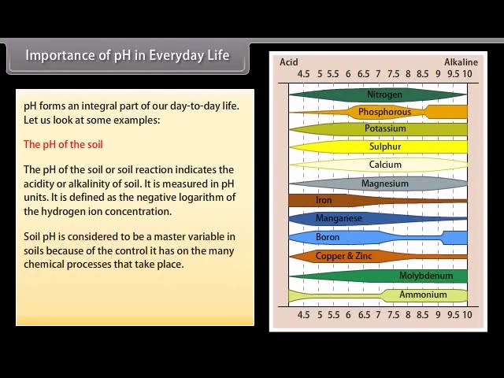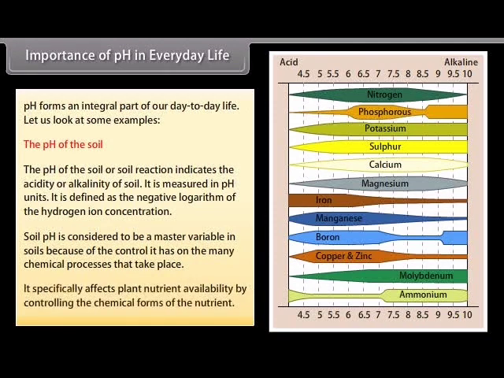Soil pH is considered to be a master variable in soils because it has control on many chemical processes that take place. It specifically affects plant nutrient availability by controlling the chemical forms of the nutrient.